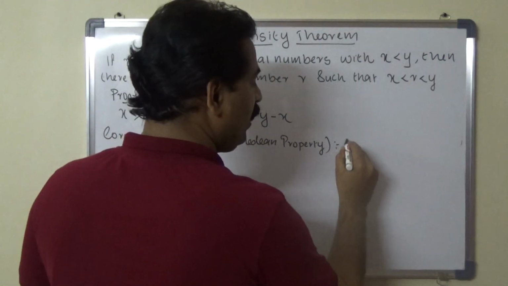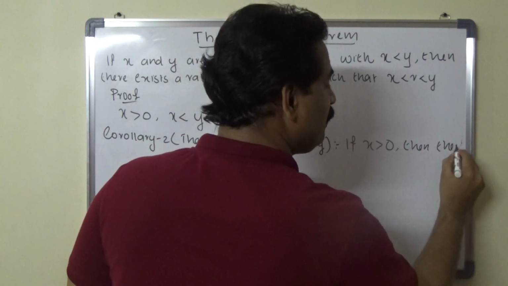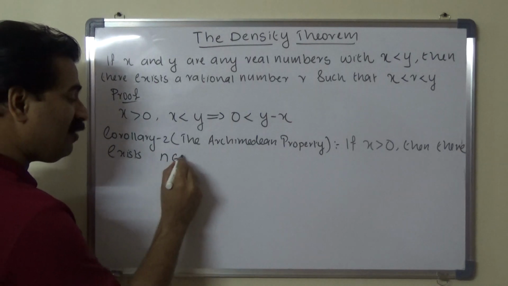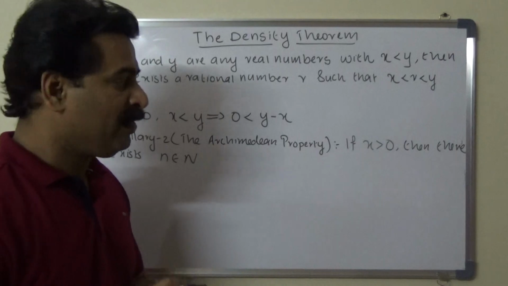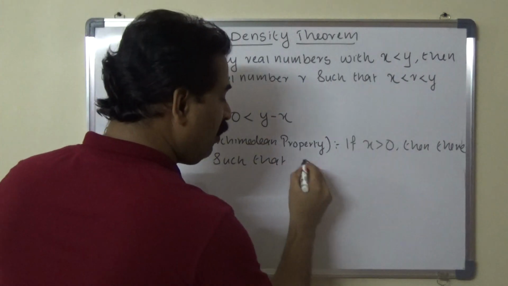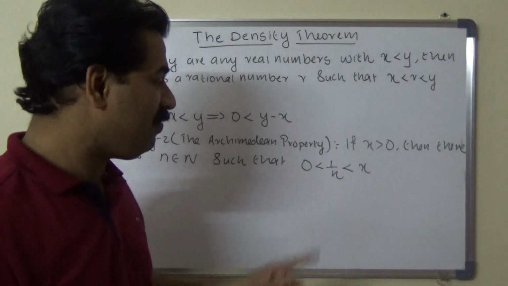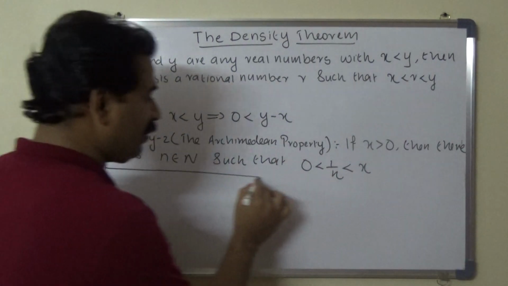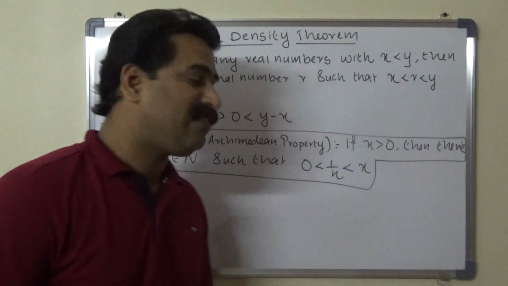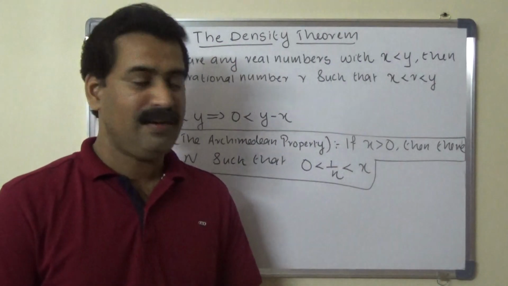Clear? The statement is, if x is a positive real number, that means if x is greater than 0, then there exists a natural number. Here capital N means the set of natural numbers. Then there exists a natural number small n such that 0 is less than 1 by n and 1 by n is less than x. That means 1 by n lies between 0 and x. Clear? This is the second corollary of the Archimedean property.